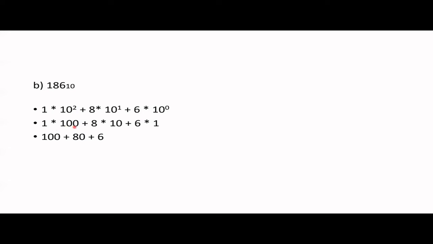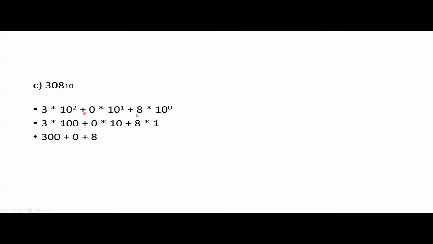So 1 into 100, 8 into 10, 6 into 1. When you add all three, that means 1 into 100 is 100, 8 into 10 is 80, 6 into 1 is 6. If you add all these three things, you get the answer 186. Next one.